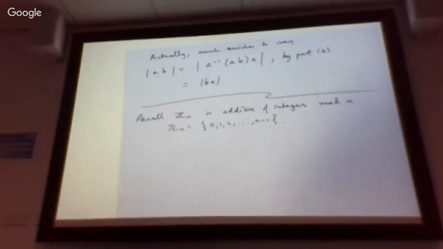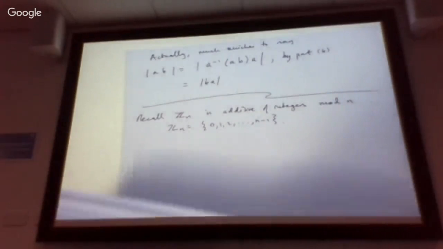There's no point applying part A again. That will only flip us back to where we started. But maybe we can start trying to conjugate this. So we can conjugate by B.